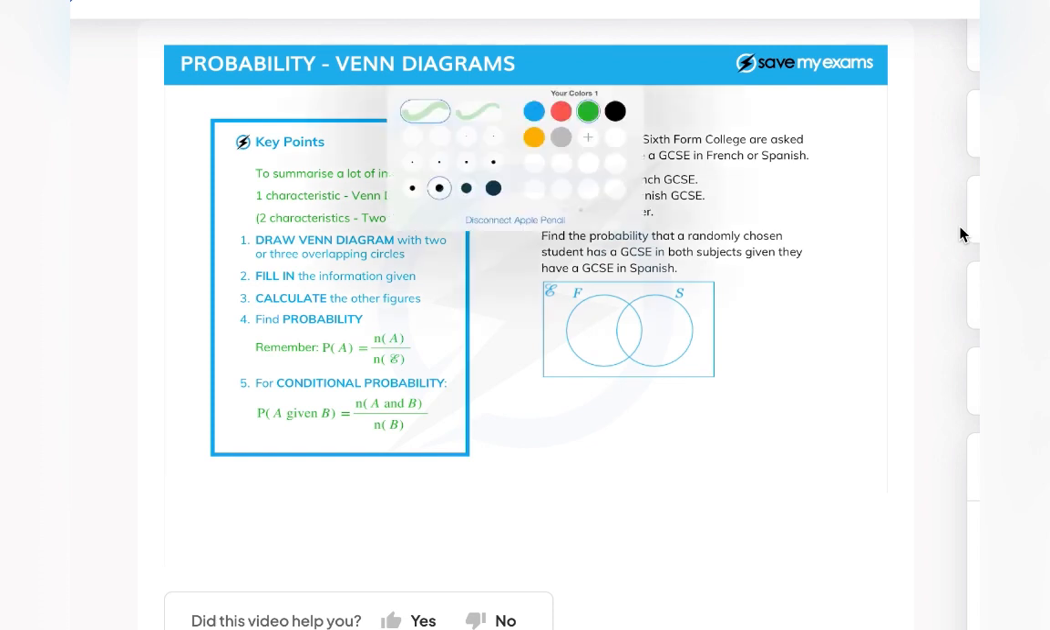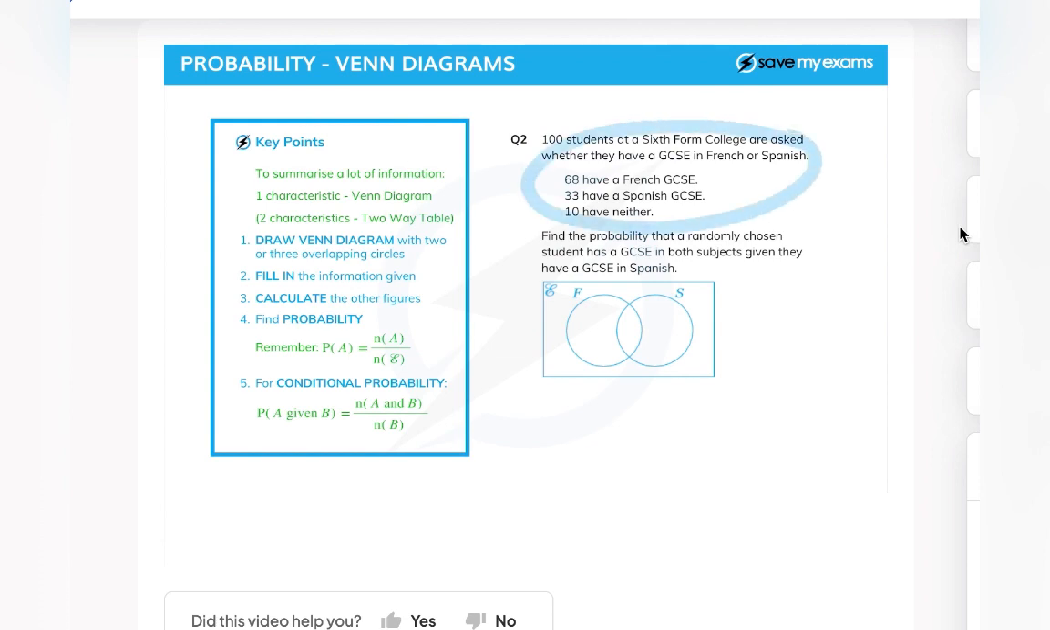You can see in question 2 that we're given a lot of information about GCSE students. I say a lot of information, actually we're only given one piece of information about each student, and that is whether they have a GCSE in French or Spanish, and we call that a characteristic. Another characteristic might be whether they're male or female, but we're not given that, so this is a one characteristic question, and we're going to use a Venn diagram to summarise the information. If we had been given two characteristics, so their GCSE choices and their gender, we'd have used a two-way table, and that is in a separate tutorial.